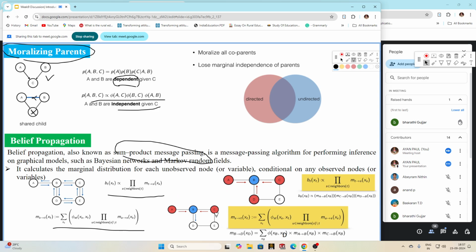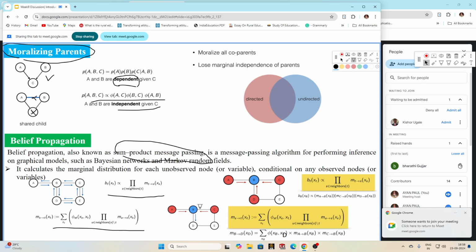You see this example. We are interested to know the message passing from B to D. B is directly related to A and C, because B is connected directly to A and B is connected directly to C, or we can say A and C are the neighbors of B. So we have to see how the message is passing from B to D.